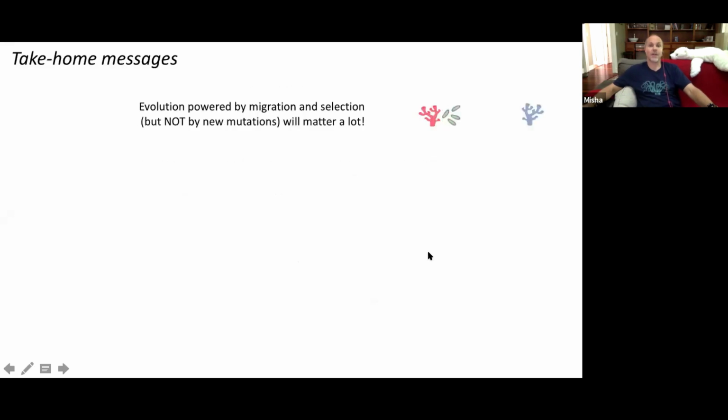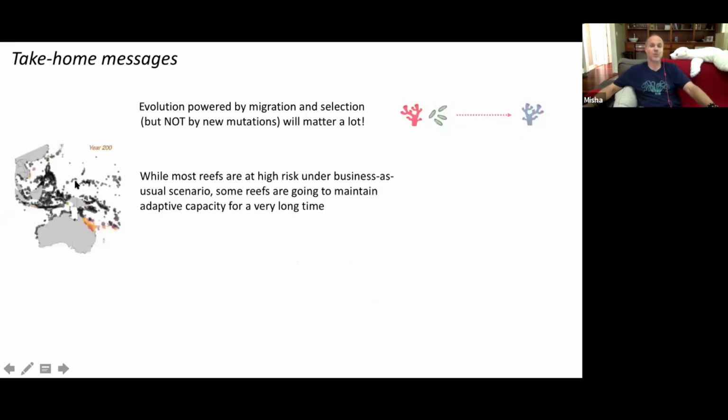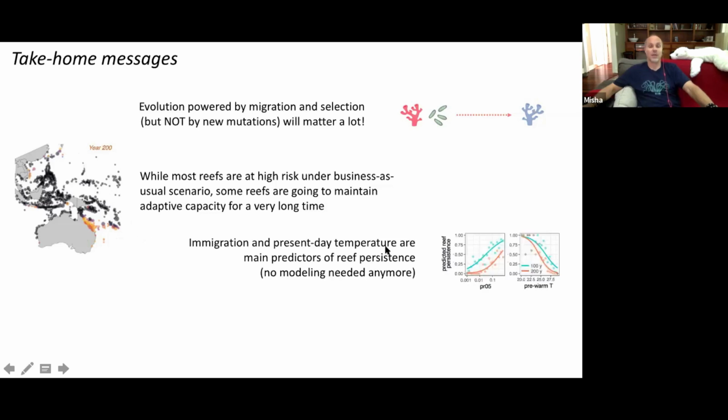Okay, take-home messages now. First one, most important: evolution powered by migration and selection, but not by new mutations, will matter a lot for coral persistence. Secondly, while most reefs are really at high risk under business as usual scenario, some reefs are remarkably resilient in our model, suggesting that they will maintain their adaptive capacity for a very long time. And that's certainly good news. We now know that we can recreate these results by just looking at two environmental predictors, immigration from warmer locations and present day temperature. That's a nice result.